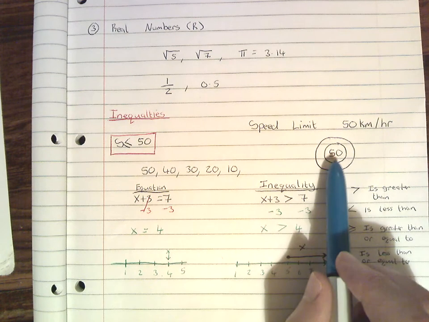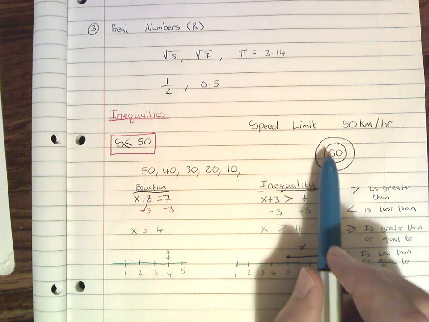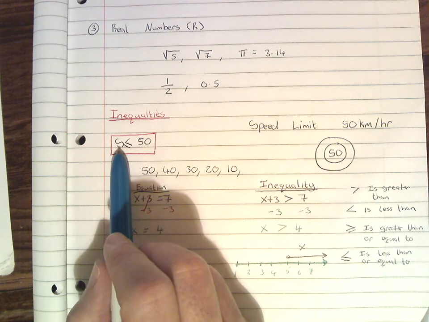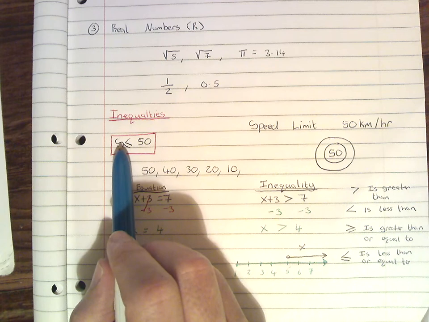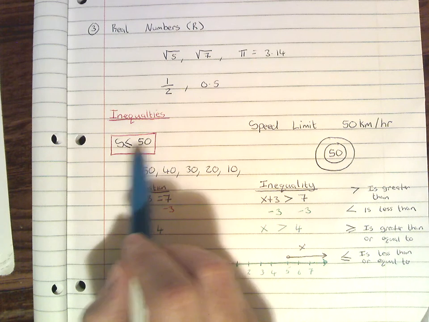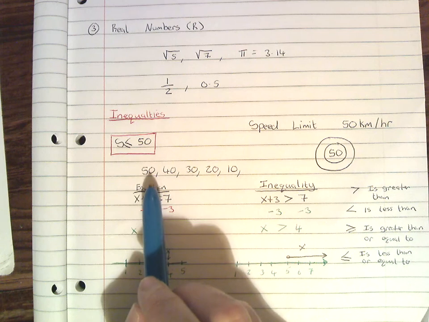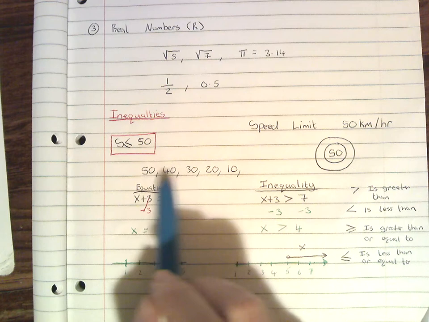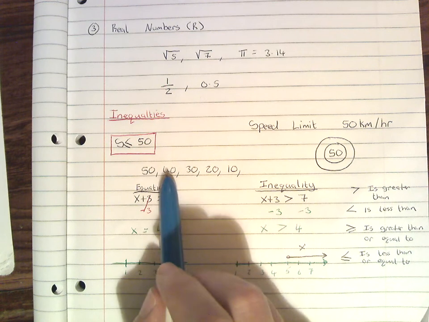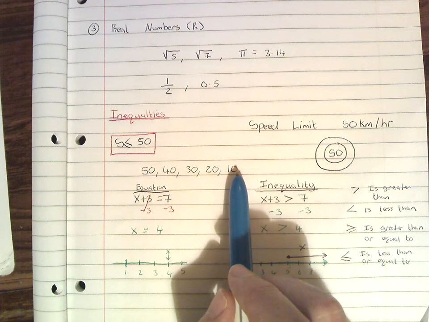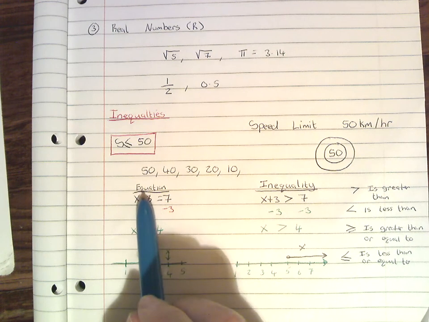An example of an inequality is, for example, a speed limit. If the speed limit is 50, we can write the inequality like this. S, which represents the speed, is less than or equal to 50. So again, this is an example of an inequality. What does that mean? That the speed can be anywhere from 50 below. So it could be 50 kilometers per hour, 40, 30, 20, 10 kilometers per hour.